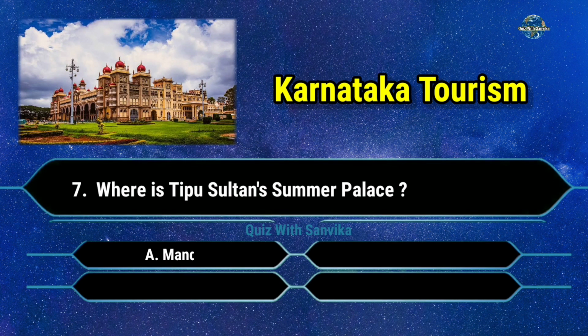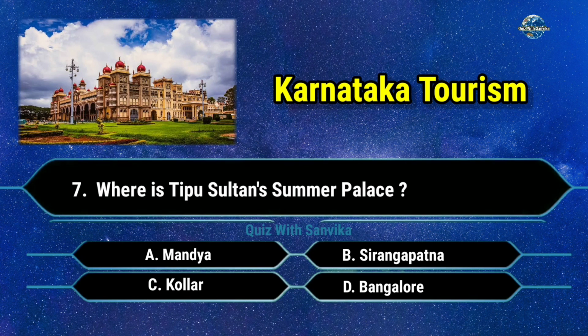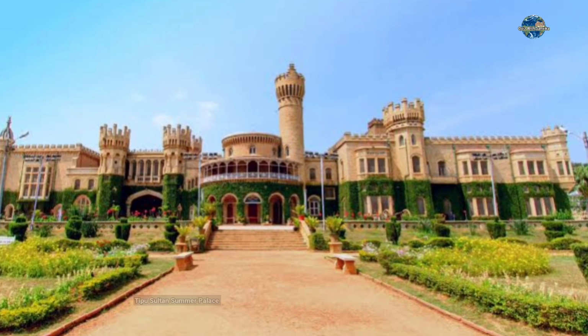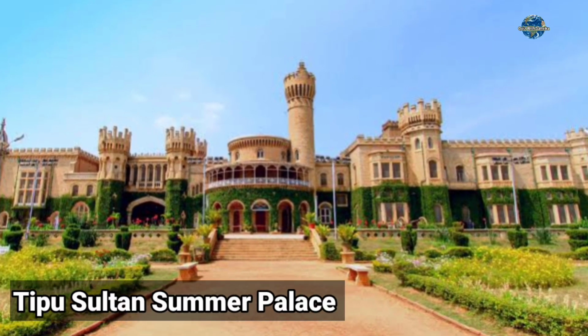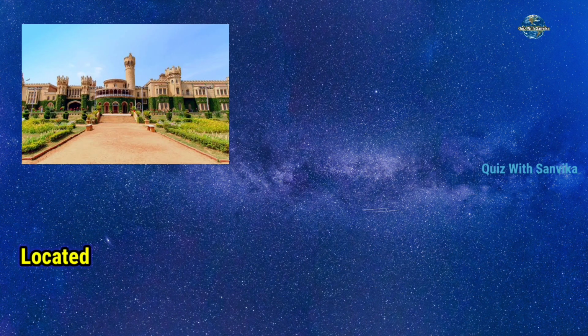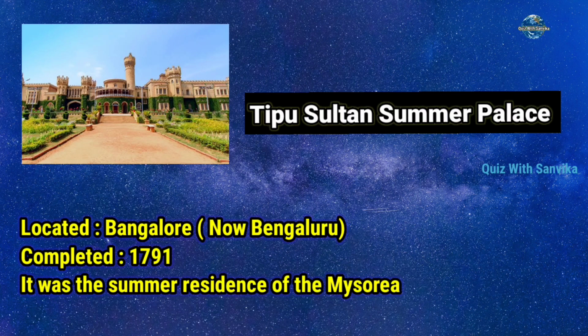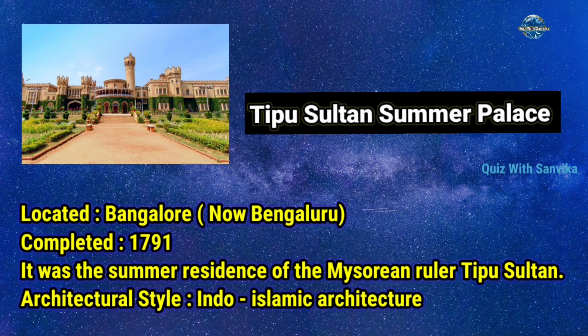Where is Tipu Sultan's Summer Palace? Options are A. Mandya, B. Srirangapatna, C. Kolar, and D. Bangalore. It is the Bangalore. Tipu Sultan Summer Palace is located in Bangalore, completed in 1791.